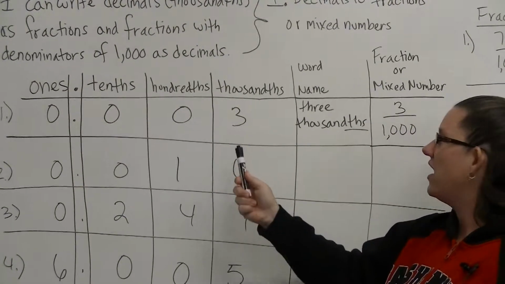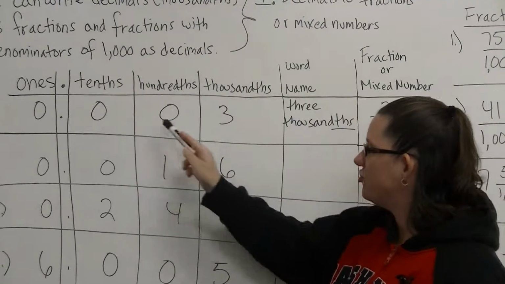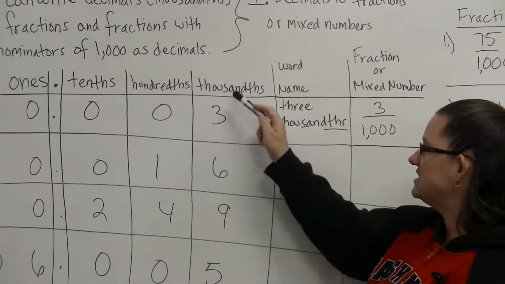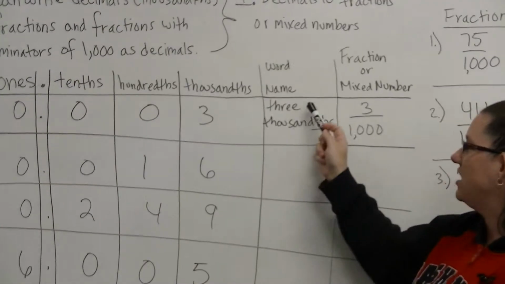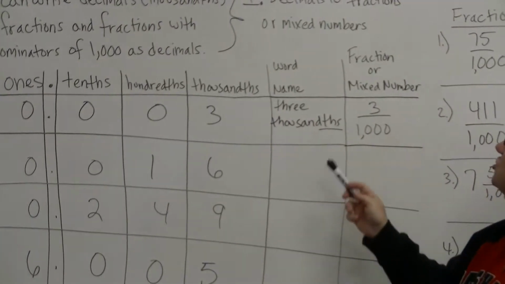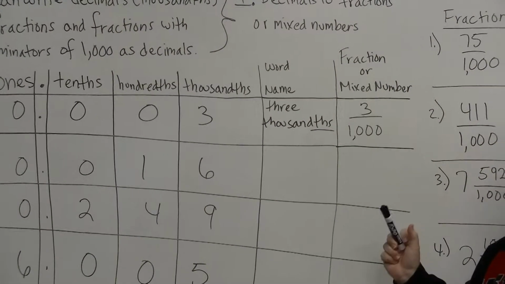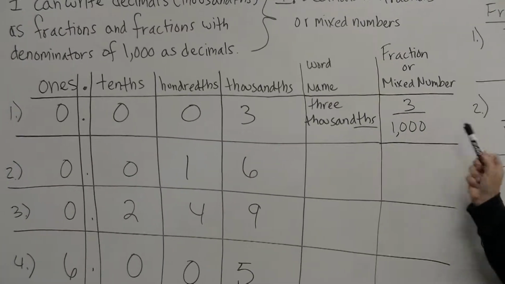When your chart is done, please label the first one and fill in 0.003. Okay? To get the word name, you need to read it. So you see there's no other numbers to read except the 3. What place is the 3 in? It's in the thousandths, yes. So our word name will be 3 thousandths. Now how are we going to take that to a fraction or a mixed number? You're going to put 3 over 1,000.